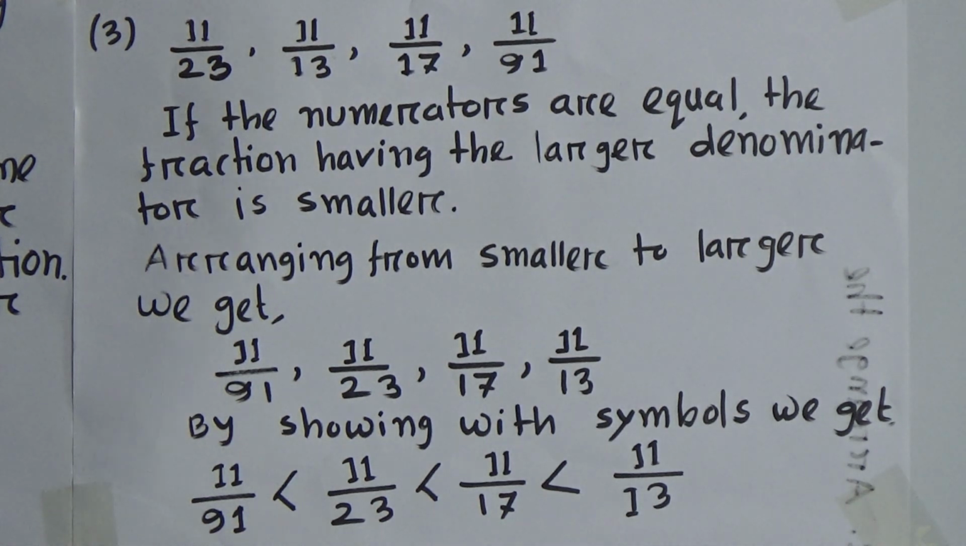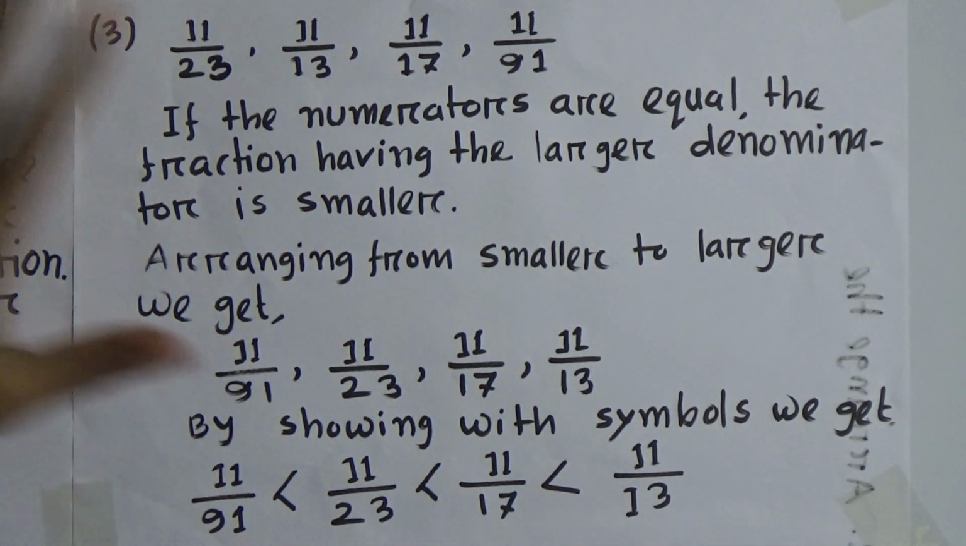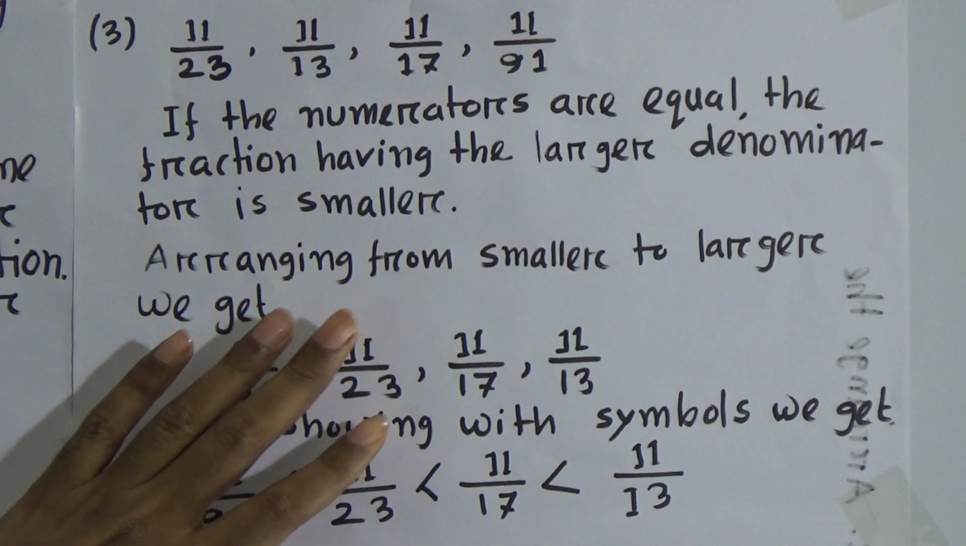Now, according to the second step of the question, we have to arrange the numbers with symbols. Okay, student, look, I use here only the symbols. Already I have arranged, but I have written here only the smaller symbol. 11 by 91 is smaller than 11 by 23, then 11 by 17 and 11 by 13. Okay, student, this is our required solution.